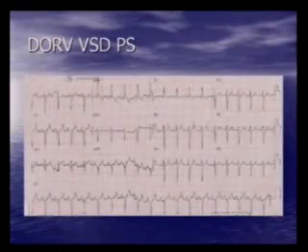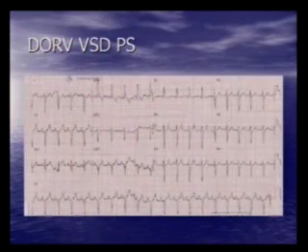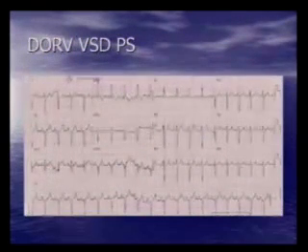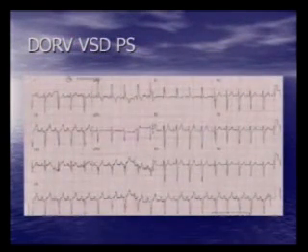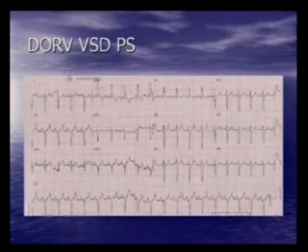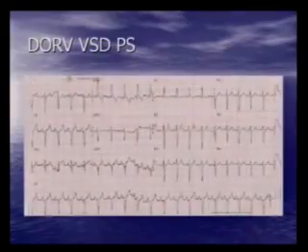Here is an example of a patient, again with right axis deviation and right ventricular forces. This time, this patient on echocardiography had double outlet right ventricle with pulmonary stenosis. But remember that looking at the ECG, you cannot diagnose double outlet right ventricle. So both these ECGs look similar.